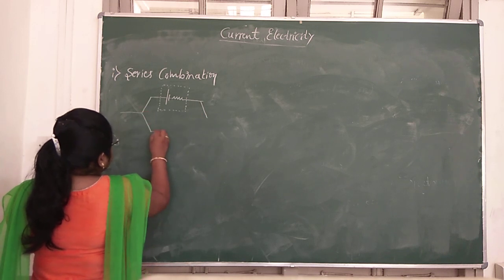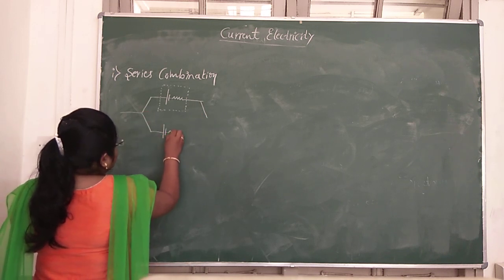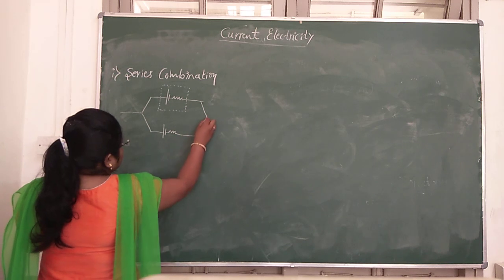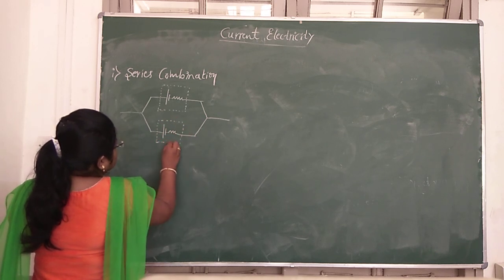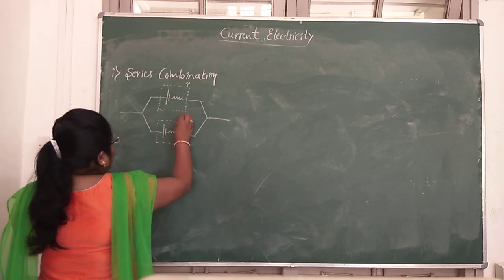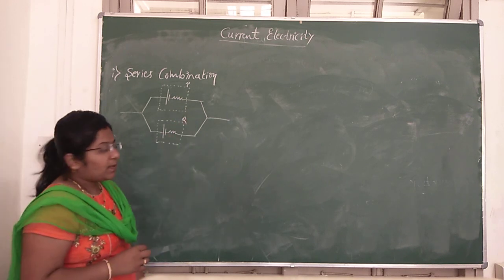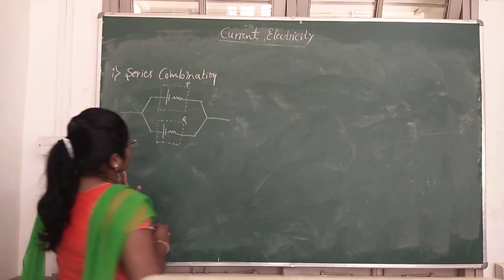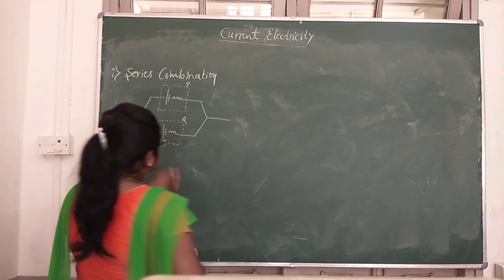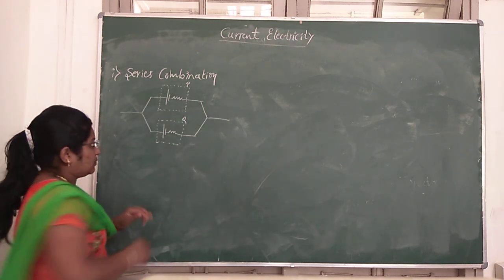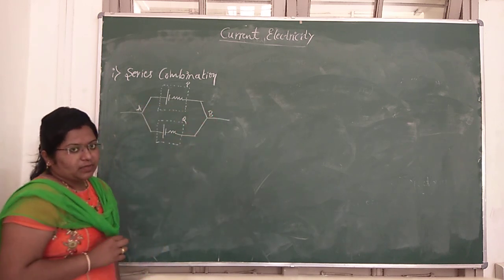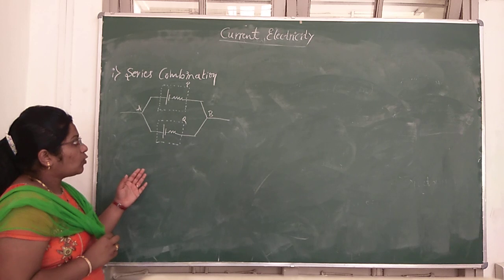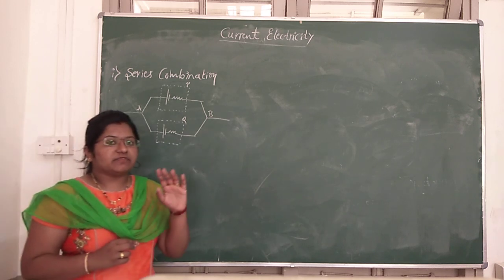This is one more cell. So there we got again two cells, P and Q, which are combined in a parallel manner. These two cells are combined between two common points, A and B. And here, as you know, in the parallel combination, potential difference will be the same.